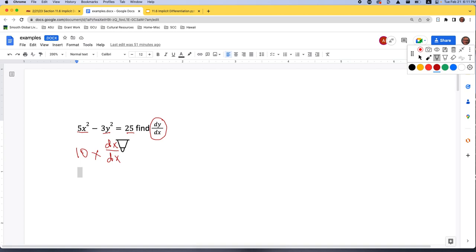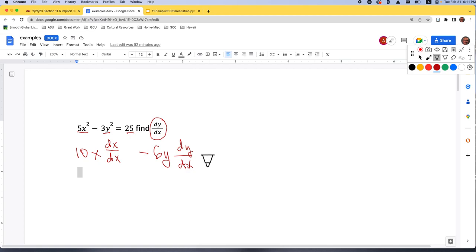Then I'm going to take the derivative of 3y squared. How do I do that? Do the same thing. Bring the 2 down. 2 times 3 is 6, and it's negative, so we'll make it negative 6. Subtract 1 from the exponent, that's y to the first power. But what did I take the derivative of? I took the derivative of y with respect to x. So this is the really important part. I have to put a dy dx there. That's what we're solving for. So what's going to be left now is some algebra.